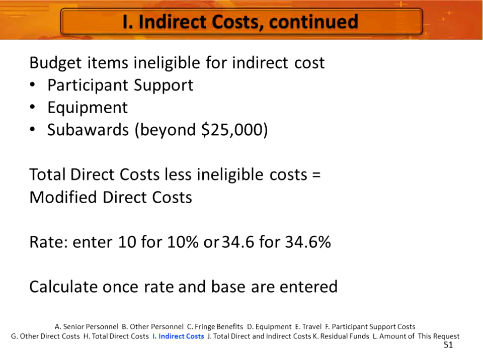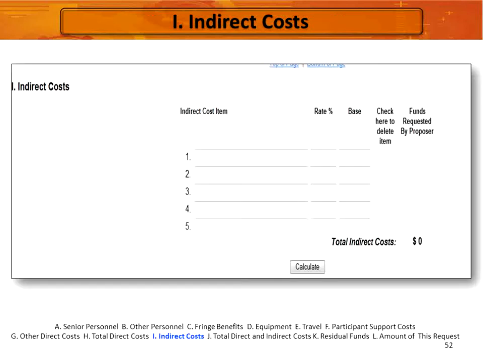Now we're getting to the bottom line. When you select the Calculate button, the system will automatically determine the total direct and indirect costs being requested. Note that budget category K, residual funds, is not applicable to NSF ATE grants, so you can just skip that section.